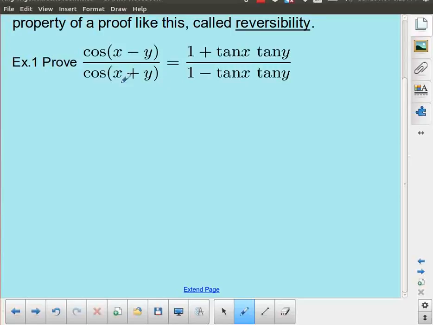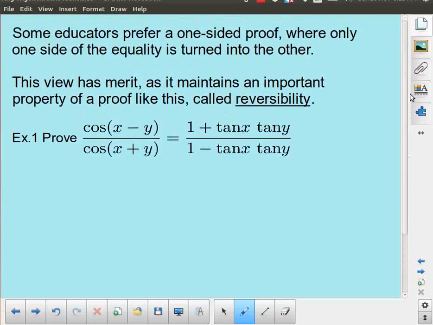Now the next thing I want to do is look at this identity again, and look at it in the context of this idea of reversibility, which is the idea of a one-sided proof where we're going to turn the left side into the right side or the right side into the left side.